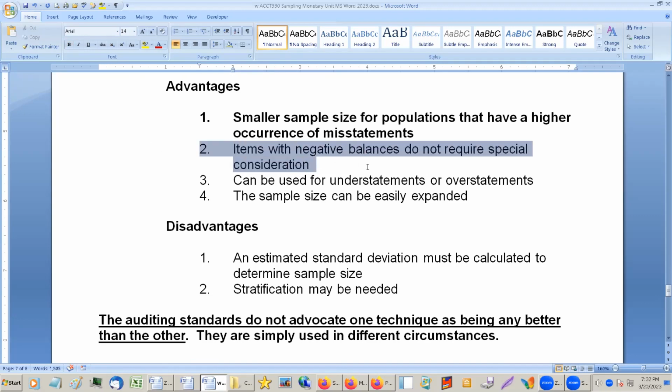Items with negative balances require special consideration. I don't agree with this one, because usually negative balances mean that they're misclassified. What I mean by that is, for instance, let's say you have an accounts receivable that has a negative balance. That means you owe the customer. That's a misclassification. That should be a liability, a payable rather than an accounts receivable. So a lot of times with negative balances, it's that they're misclassified rather than a problem with the sample.